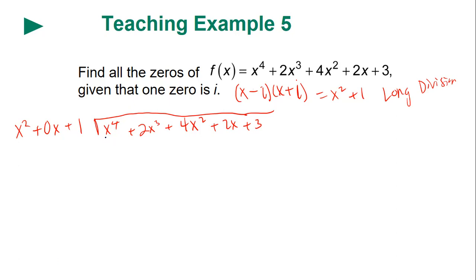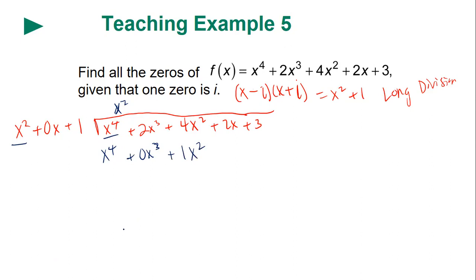Here we go. X to the fourth divided by x squared. What is it? X squared. So we divide, then we multiply. So x squared times x squared is x to the fourth. X squared times 0x is 0x cubed. X squared times 1 is 1x squared.